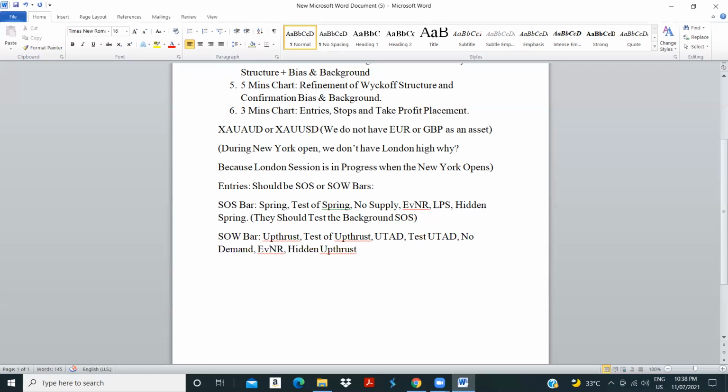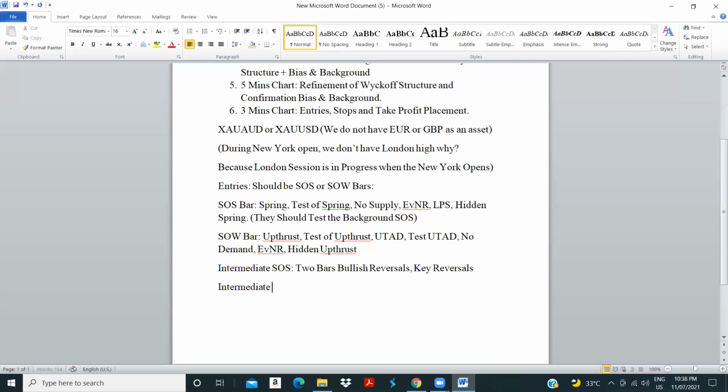Then we have the intermediate SOS, sign of strength. What are the intermediate SOS? 2-bar bullish reversals, key reversals. These are the intermediate ones. And how about the intermediate SOW?